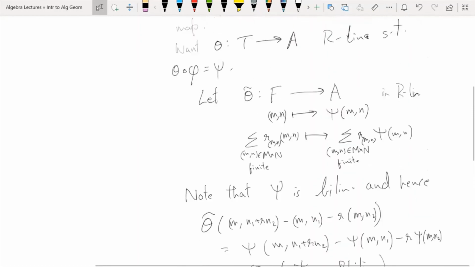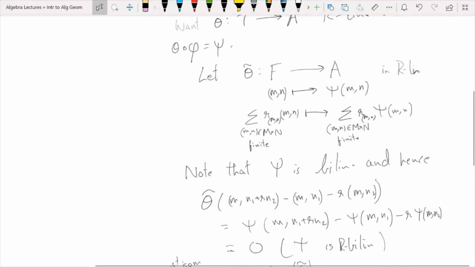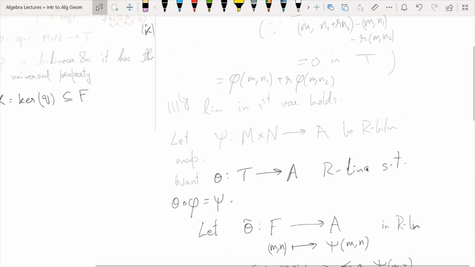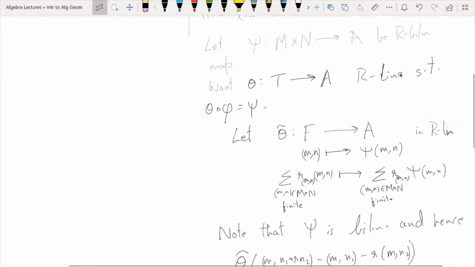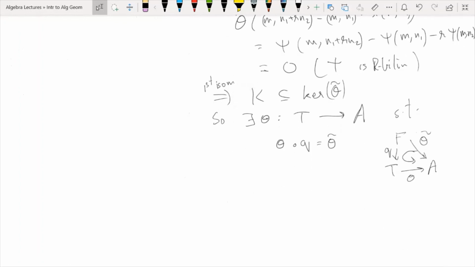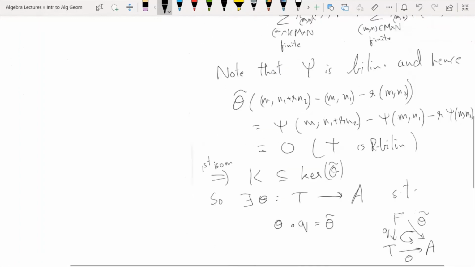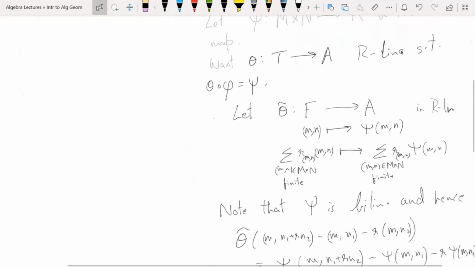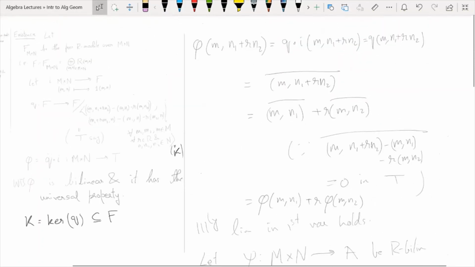We have to show it has all the nice properties, so it is unique. First of all, it has the property that theta composed with phi is C, and then it is unique with this property. So let's compute theta composed with phi. We want to show this theta compose phi is C. Remember, phi was q composed with I. So we'll just do a formal calculation.